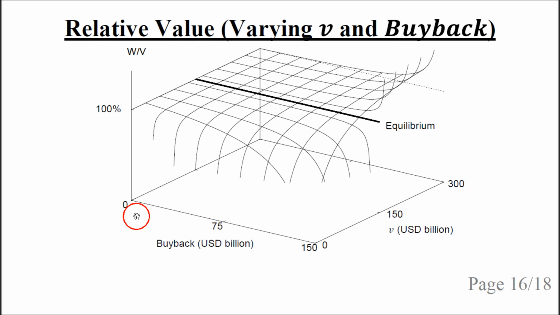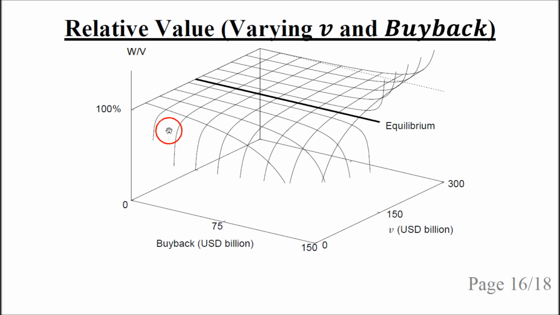We can make a plot of the relative value when we change both the buyback amount and the intrinsic value. So on this axis, we have the buyback amount in billions of dollars, and it goes from 0 to 150, and we assume that the market cap is 150. And on this axis, we have the intrinsic value, which goes from 0 to $300 billion. We have assumed that the market cap is $150 billion, so the equilibrium is where the intrinsic value equals the market cap, which is shown by this bold line on the plot. So here we have a relative value of 100%.